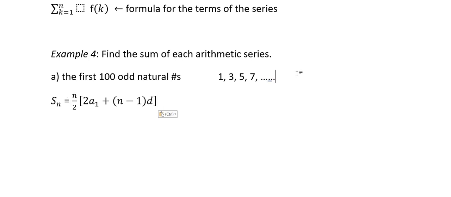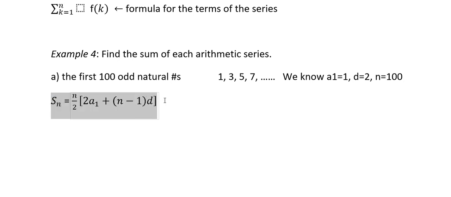Alright, so we know a sub 1 is going to be 1, because that is the first odd natural number. We know that the common difference to go from one to another is 2, and we know n because we know we need 100 numbers. So those are the pieces that we need to plug things in, and we're just going to replace them in this equation.